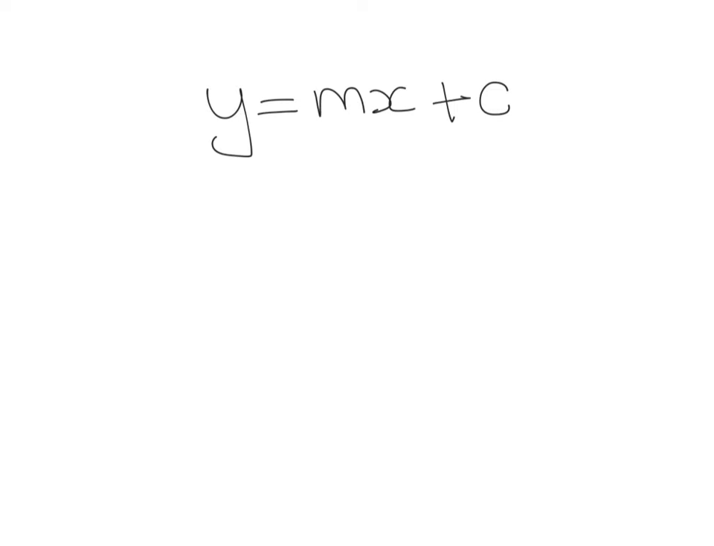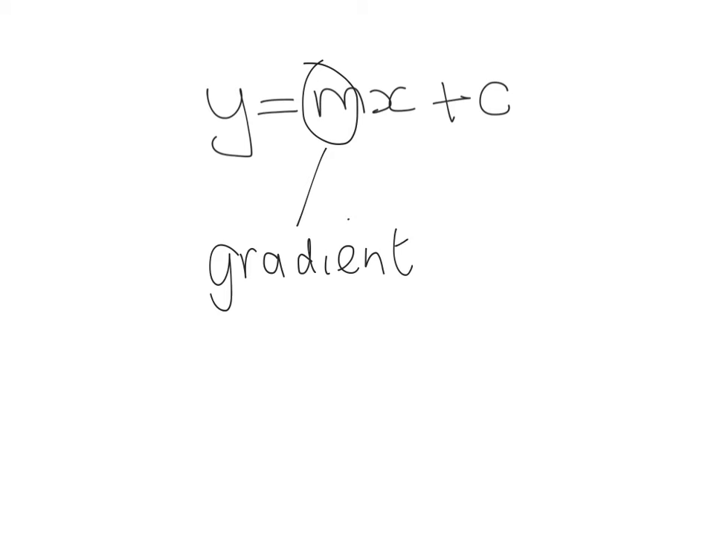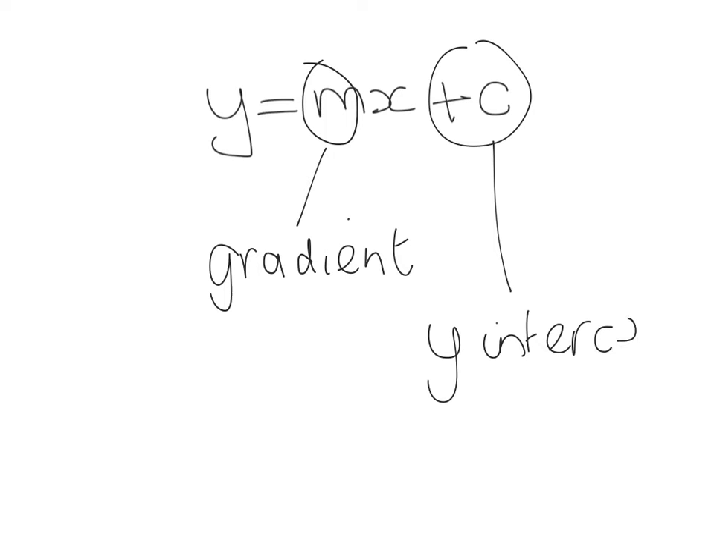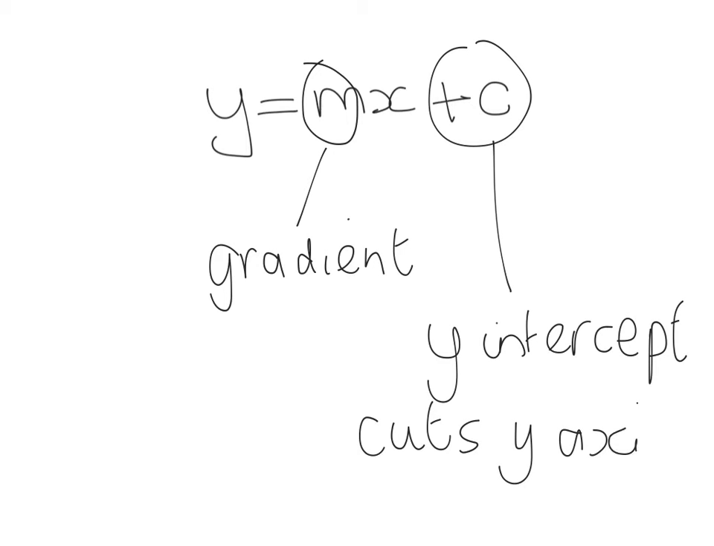We can generalise this to y equals mx plus c. The m stands for the gradient and the plus c stands for the y-intercept. This sounds a bit complicated, but it actually just means where the graph cuts the y-axis.